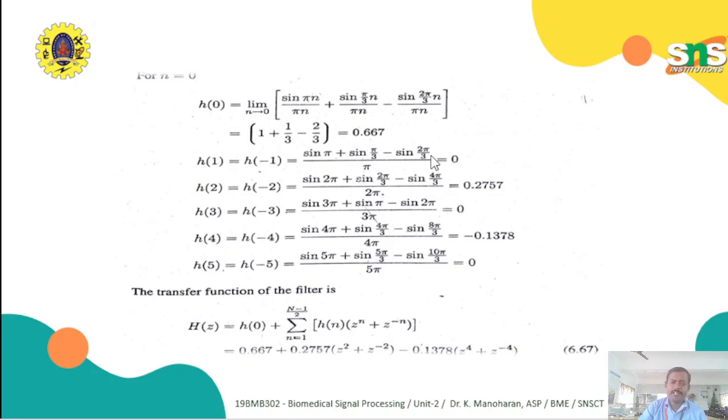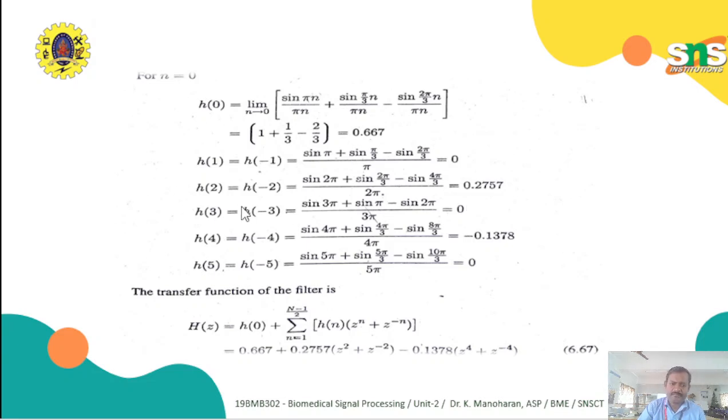Now we need to do it for h of 2, so h of 2 equals h of minus 2, that will be equal to sin 2 pi plus sin of 2 pi by 3, because we have sin n pi, so n is 2, so sin n pi becomes sin 2 pi. Here we have sin of n pi by 3, so n is 2, so sin 2 pi by 3, minus sin 2n pi by 3, so 2 into 2 will be 4, sin of 4 pi by 3, divided by 2 pi. Once you substitute the value for this, we get the value of 0.2757. This is for h of 2.